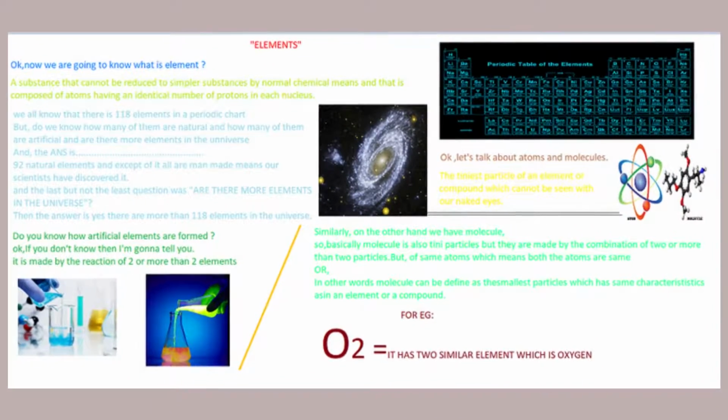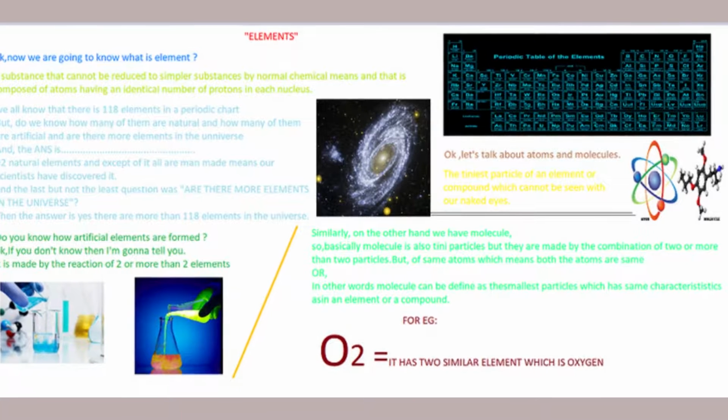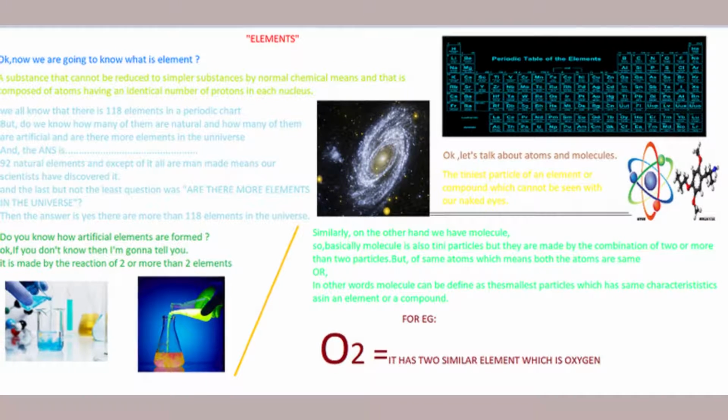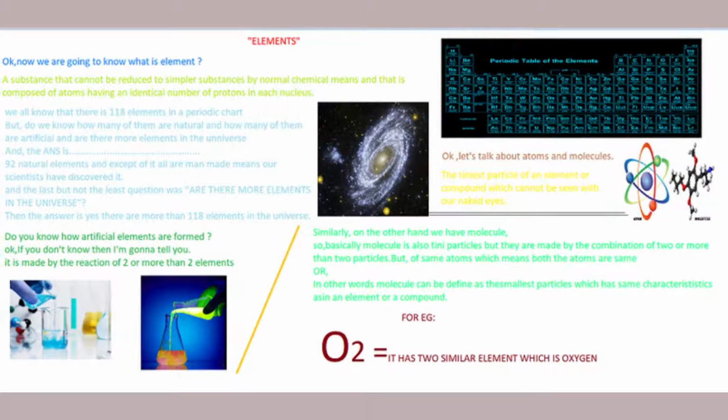So guys, let's discuss elements. Now we are going to know what is an element. A substance that cannot be reduced to a simpler substance by normal chemical means, and that is composed of atoms having an identical number of protons in each nucleus. We will later discuss protons, electrons, neutrons, and the nucleus orbits, etc. So let's focus on elements.